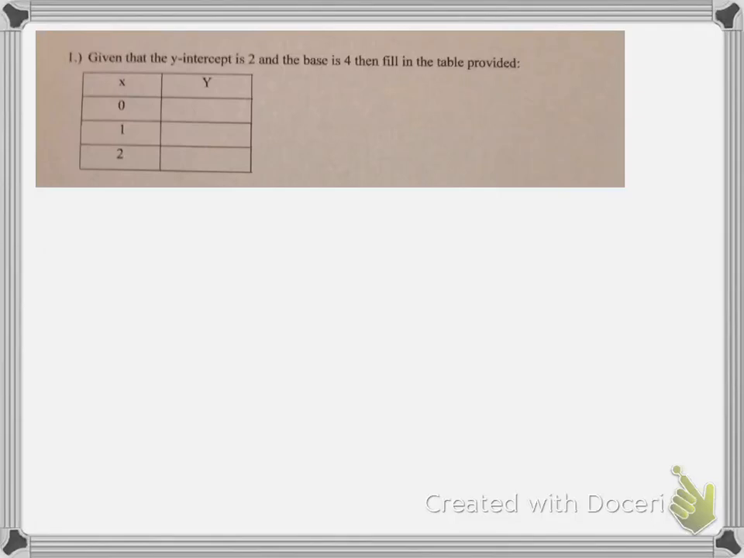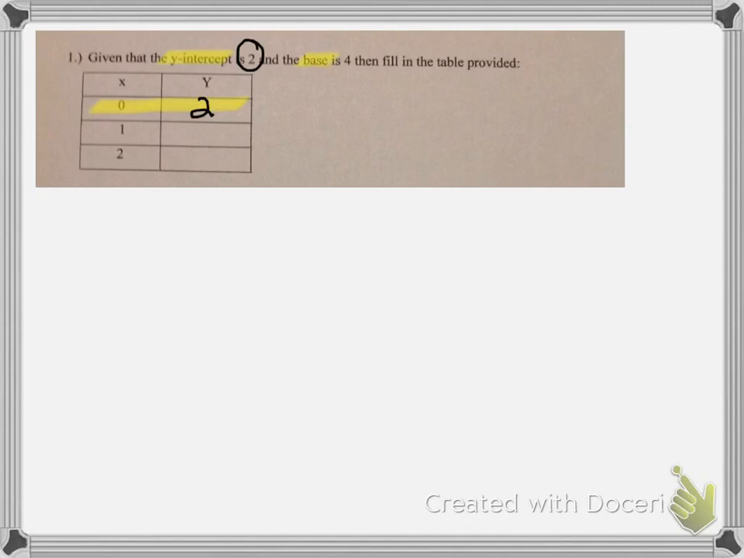Alrighty, so with this example right here, it says, given that the y-intercept is 2 and the base is 4, then fill in the table provided. So when I see y-intercept, I automatically think it's the y value when the x value is 0. Okay? So when you see there's 0 right here, that 2 needs to be put right with that 0. That's the first step.